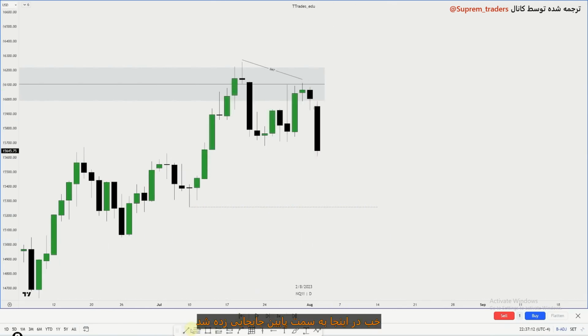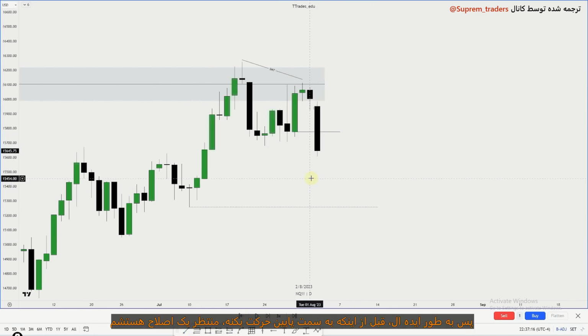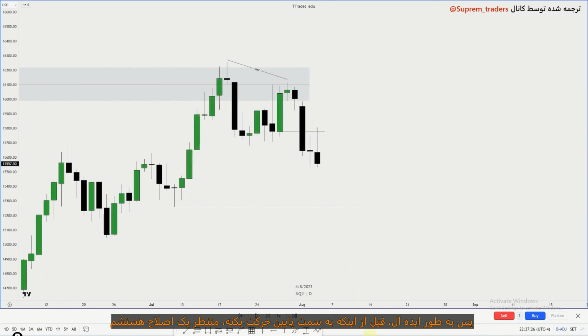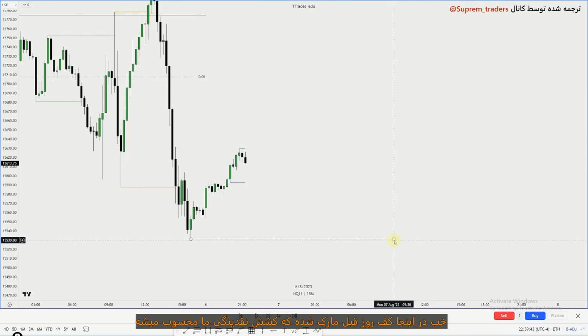So here we get displacement down, a close below these up close candles. So ideally I want to see price reach back up, retrace before going lower. So here we reach up into this area and then reach lower. So using the next day model, I can look for price to reach where? Previous day low. So now let's drop down to the lower time frames and look at how the session liquidity plays into this. So here we have previous day low marked out, and that will be our draw on liquidity.